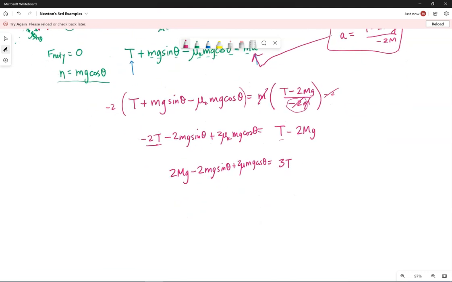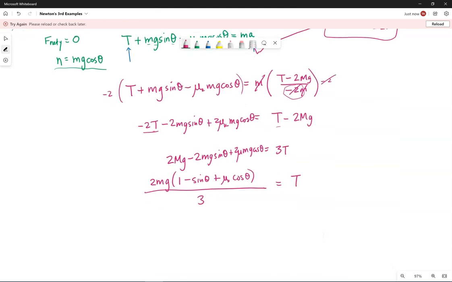Getting a little sloppy here, sorry. Okay, I'm going to factor out 2mg just for calculation purposes. I don't have to plug it in every time. And divide by 3. This calculation will allow us to solve for the tension.